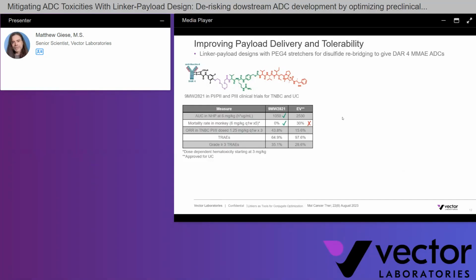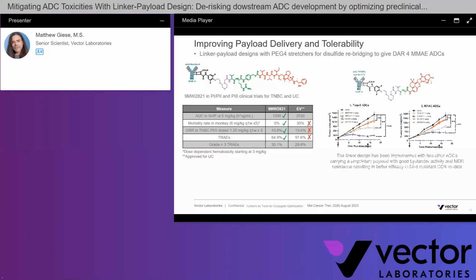Mabwell is currently in clinical trials with this candidate, and when compared to EV, it appears to have a better objective response rate and a lower occurrence of treatment-related adverse events. So it'll be interesting to see how this goes in phase 3. Preclinical studies did show relatively high liver uptake, but Mabwell is using this linker design in their other clinical stage candidates. So this example demonstrates that this PEG-4 containing linker can help improve payload delivery and tolerability and probably increase the therapeutic index.